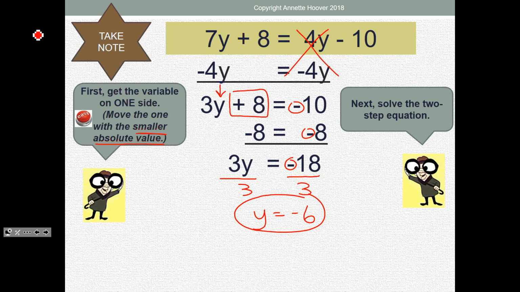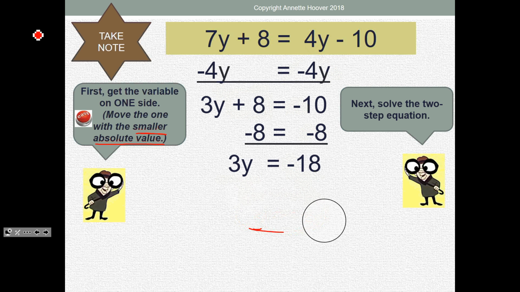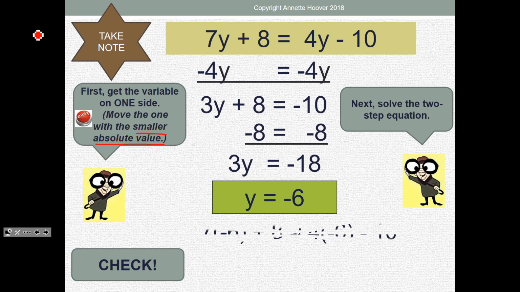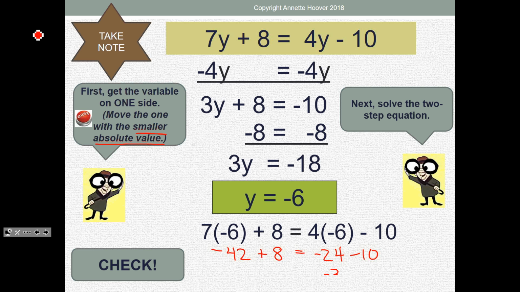So don't spend too much time trying to figure out which one do I move first. You can move either one of them. At the end, you're going to result in the same answer. Again, we could check this one, and we could plug the numbers back in. 7 times negative 6 is a negative 42, plus a positive 8. This side we have a negative 34. And on this side, we also have a negative 34, so it checks.